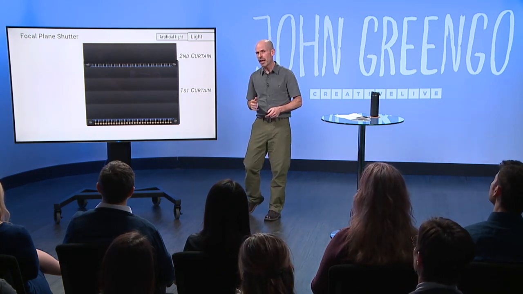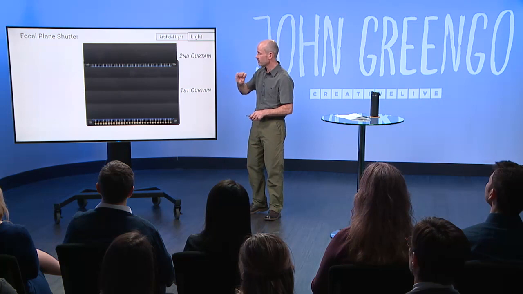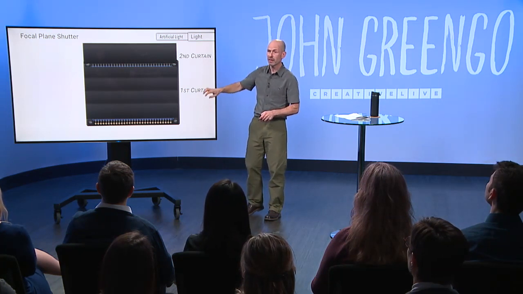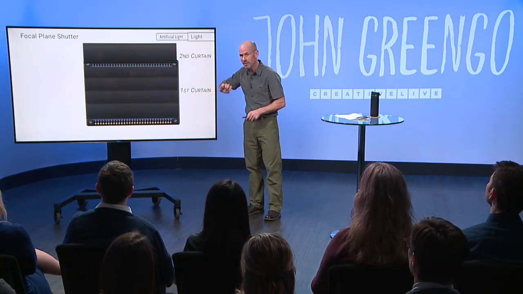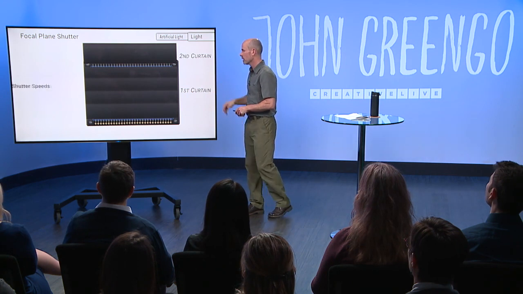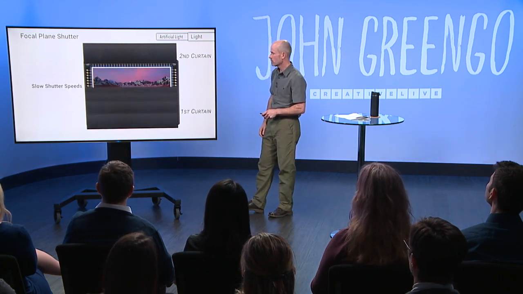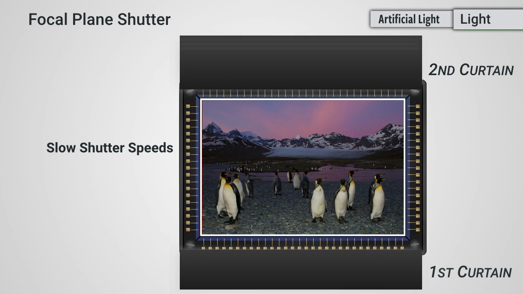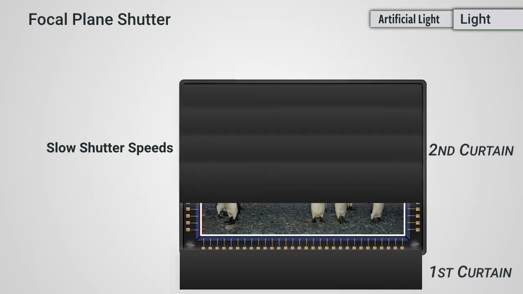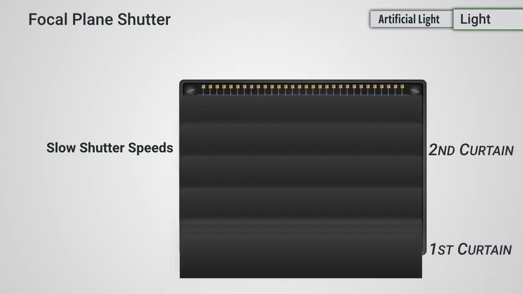When we add flash into the mix, what's going to happen is the flash is going to fire, but it has to fire when it can illuminate the entire sensor. So let's open up our first curtain. There's our exposure. The flash fires, and then the second curtain is going to close.